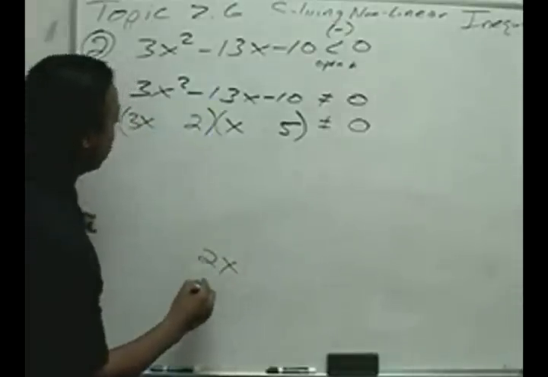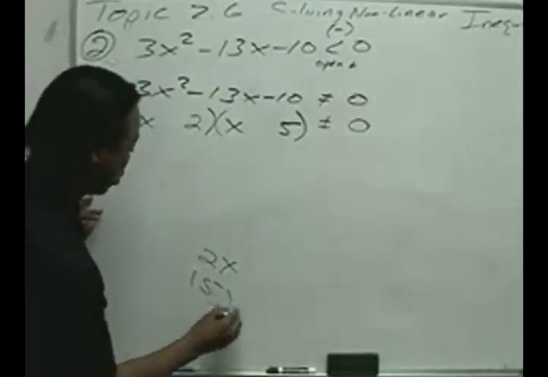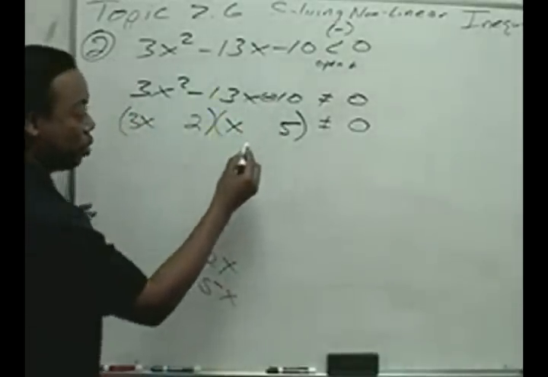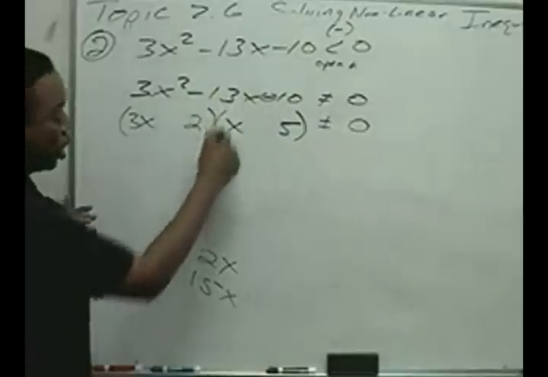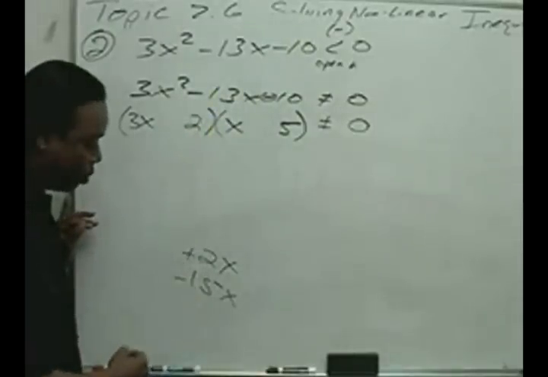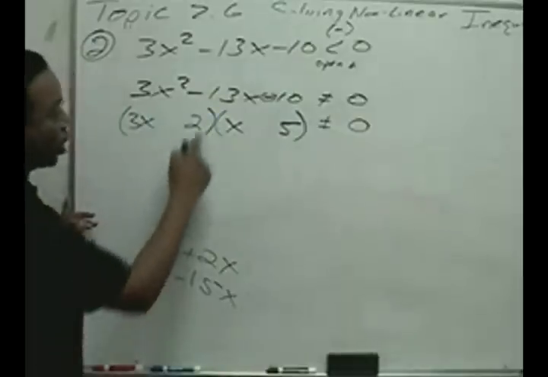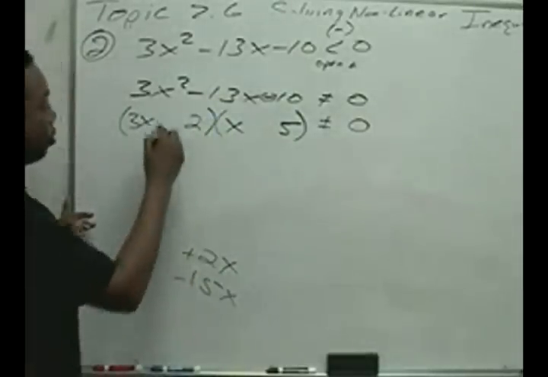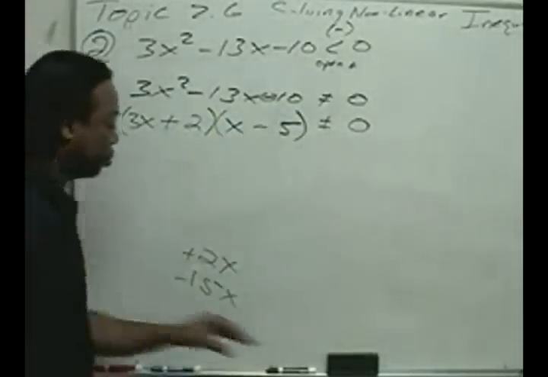This will give me 2x, and this will give me 15x. The signs will have to be different, and we have to have negative 13x as a result. So let's use positive 2 and negative 15. This will give us our negative 13x. So positive, negative, positive, negative.